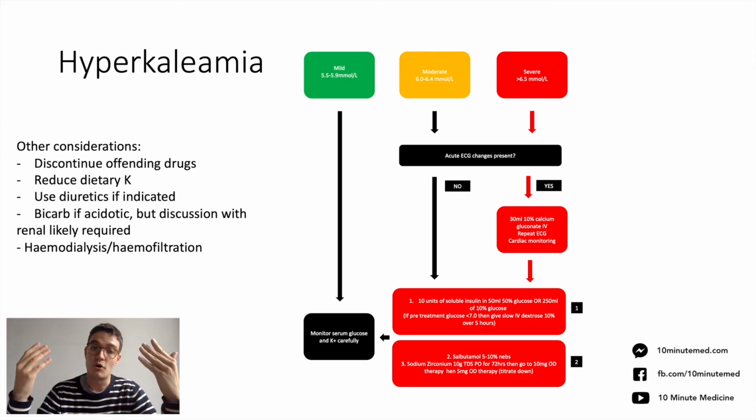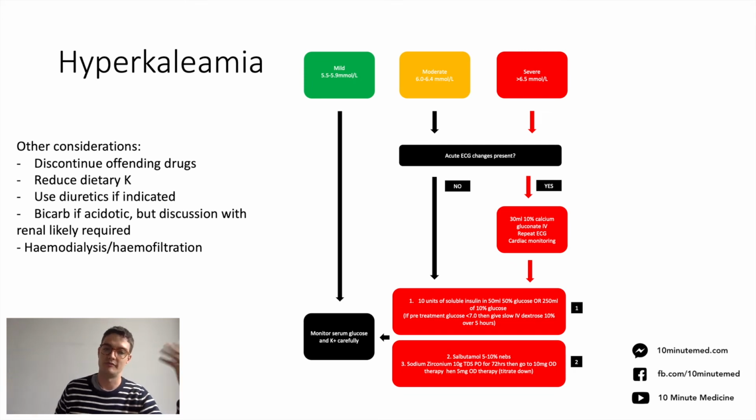The first stage of treatment is not just about stabilization of the cardiac membrane, that's what they talk about with calcium gluconate. The treatment of potassium, and it goes back to that physiology right at the beginning, is obviously giving soluble insulin. So 10 units of insulin in 50 mils of 50% glucose. And if the pre-treatment glucose is less than 7, then you also give dextrose as well, because obviously you worry about causing a hypo. You do that, you'd retest the potassium. If it's still high, then you can consider salbutamol and repeating that lot of insulin as well.